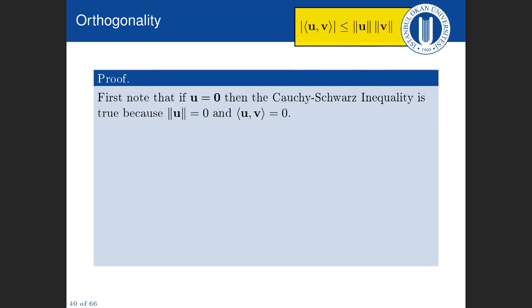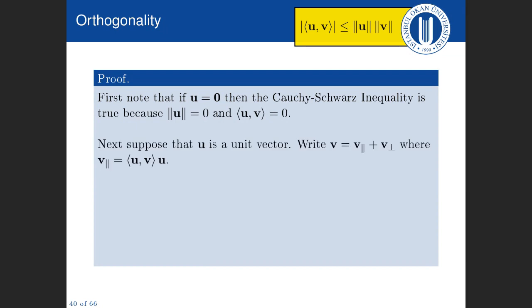First, I'm going to do U equal to the 0 vector. Then we have 0 on the left and 0 on the right. 0 is less than or equal to 0. So the Cauchy-Schwarz inequality is true if U is equal to 0. And so, of course, it's also true if V is equal to 0. Next, we need to prove that it's true if we do not have 0 vectors.